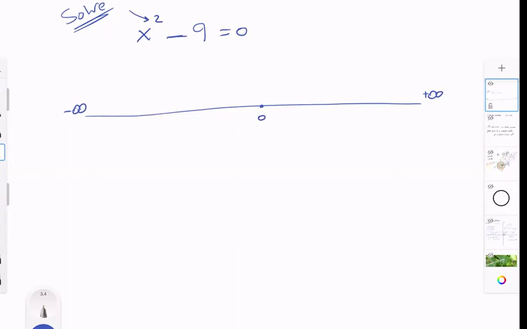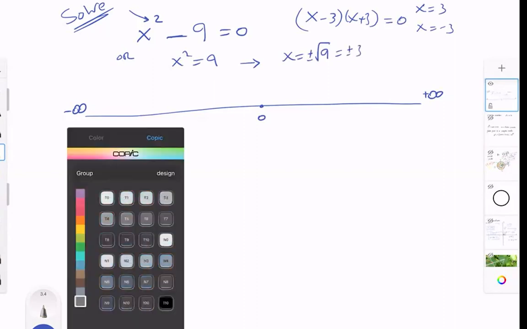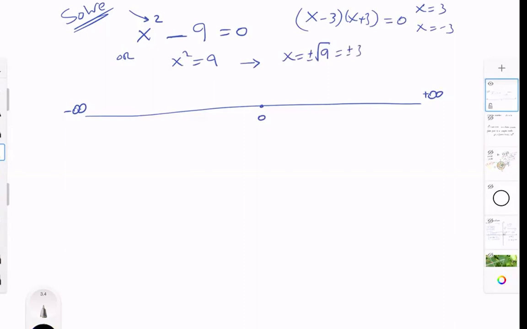There are 2 ways to solve a quadratic. You can use the quadratic formula, or you can factor it. I do factoring, x minus 3, x plus 3. This gives us x equal to 3, x equal to negative 3. Or I can solve it x squared equal to 9, then x equal to plus minus radical 9, which is plus minus 3. On the number line, from negative infinity to positive infinity, there are only 2 solutions here. One of them is negative 3, another one is positive 3. All right, Brian?